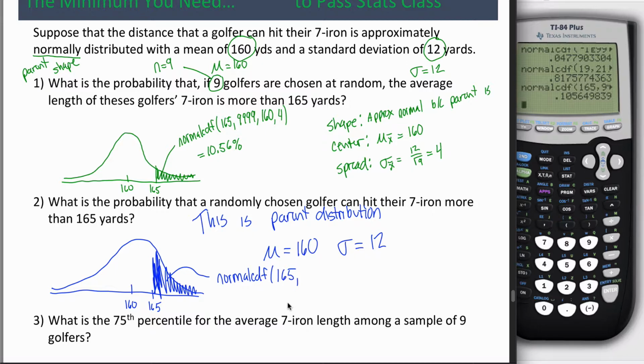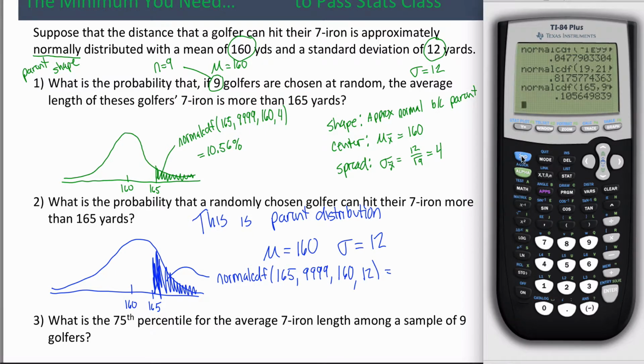Lower bound still 165. Upper bound is still some arbitrarily large number. Center is no longer mu sub x bar. It's now mu. However, those two things are always the same. Spread is no longer sigma sub x bar. It's sigma. There's the change. My spread is 12. And by changing that last input, it's going to change my answer. If I go back to distribution in the normalCDF function and change this 4 into a 12, it's going to give me a different answer. My answer is now 33.85%.